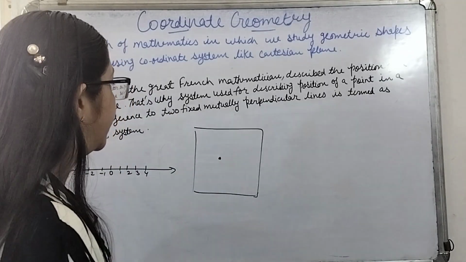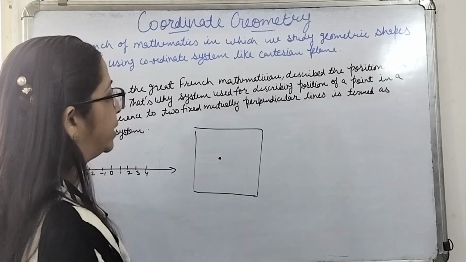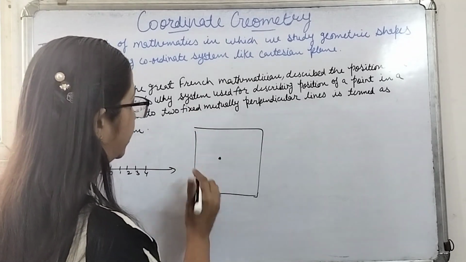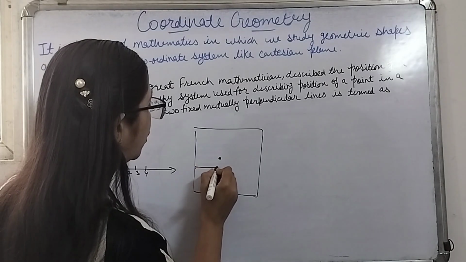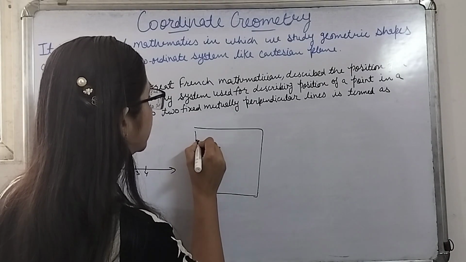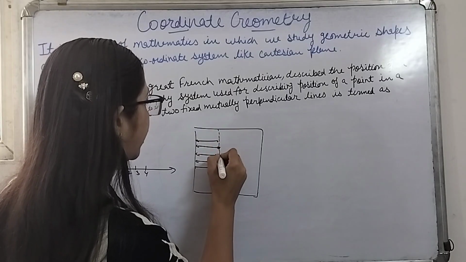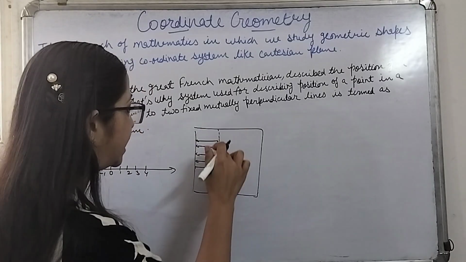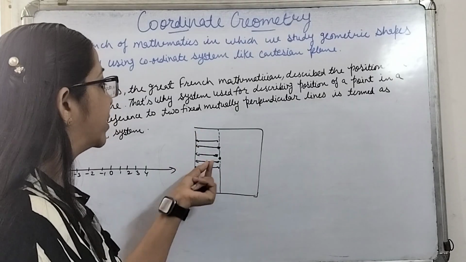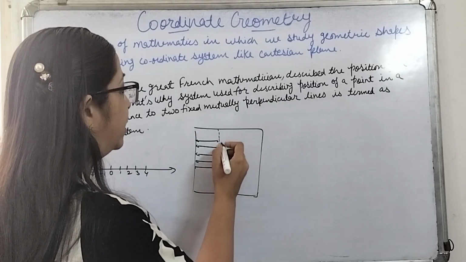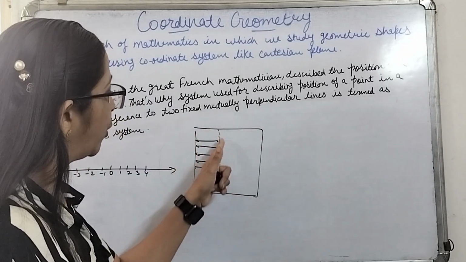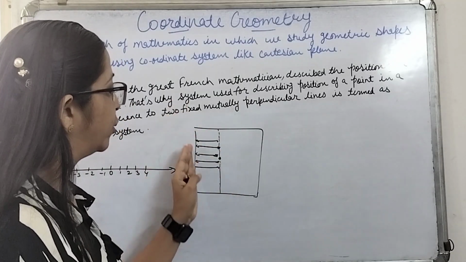Let's see. Suppose I say that this point is 3 centimeters from the left. Whatever point comes at 3 centimeters from the left is a possible position. That means every point on this line is 3 centimeters from the left. So we cannot precisely say which point it is. It could be this point, or this point, or this point. All points are 3 centimeters from the left.